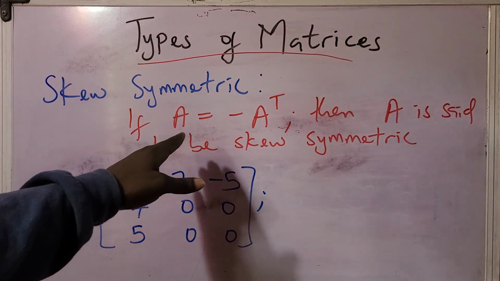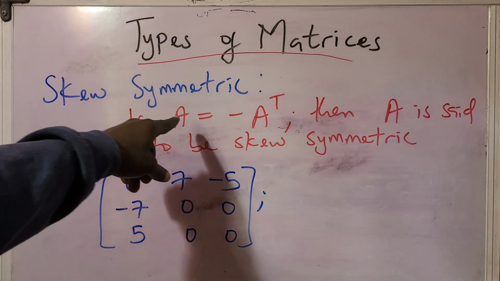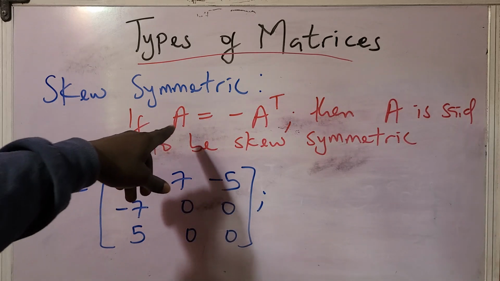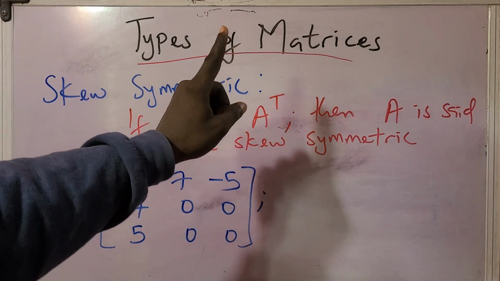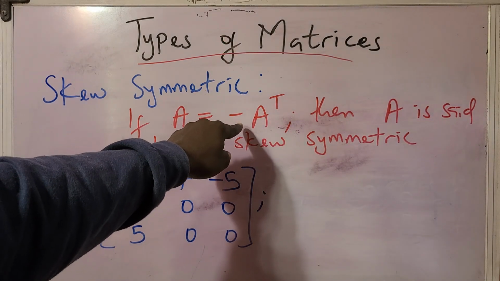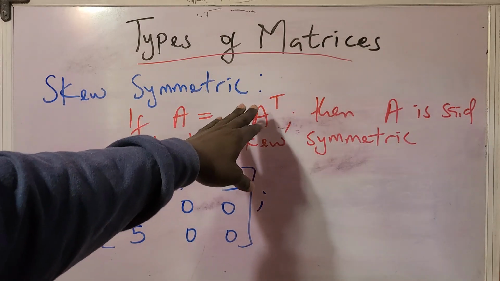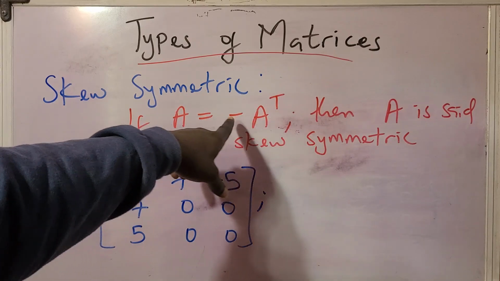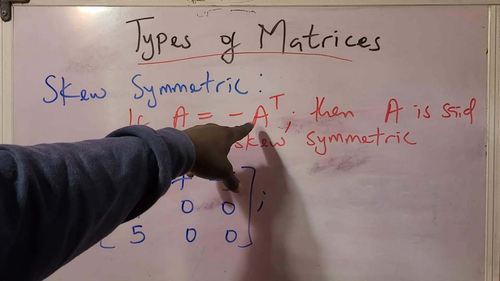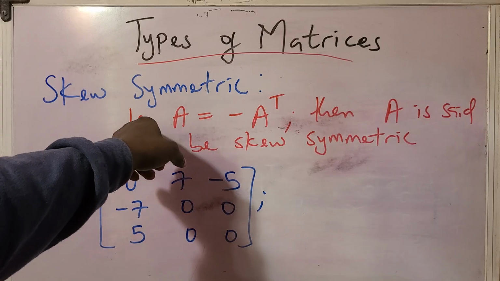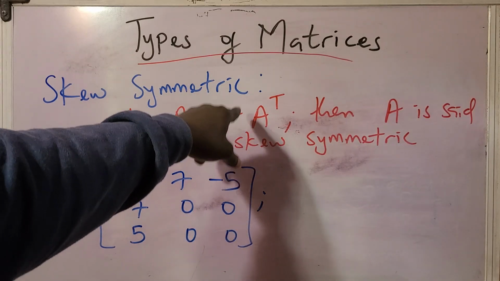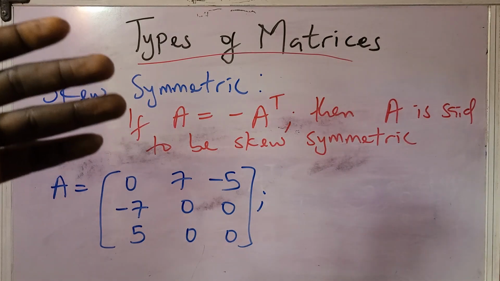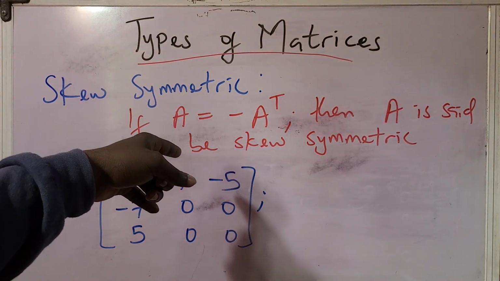Now, don't forget we talked about symmetric being that A equals A transpose. But if a situation arises where A is not equal to A transpose, but rather A is equal to negative A transpose, that means if you multiply A transpose by minus, you would get your A back. If that happens, then you would say that A is skew-symmetric.